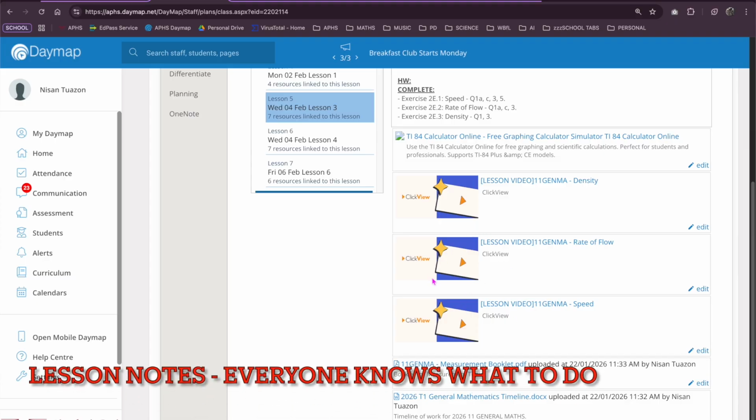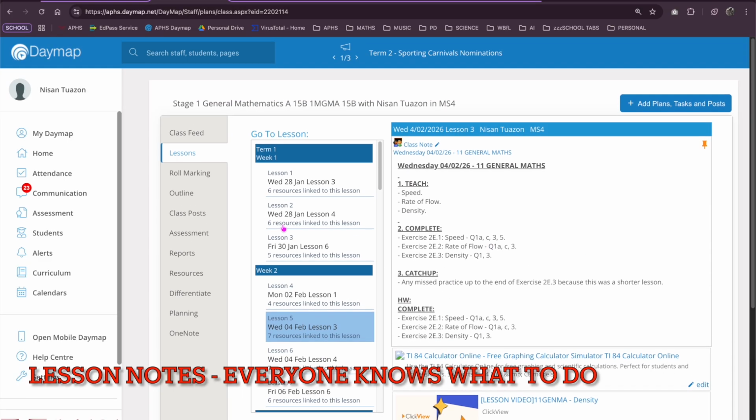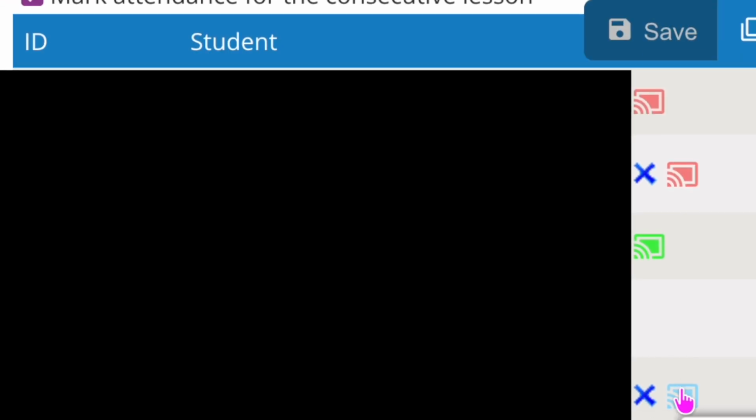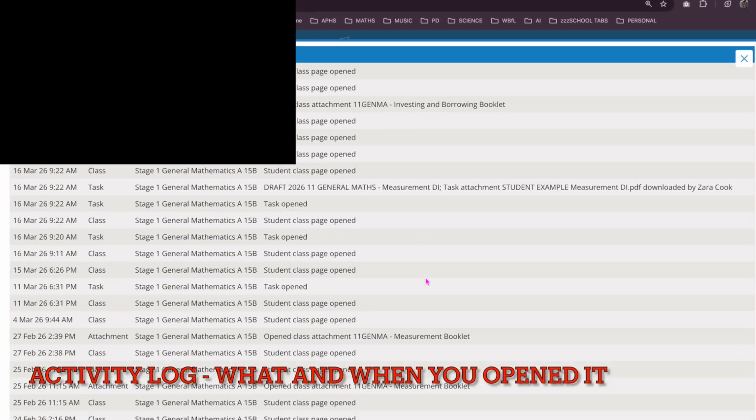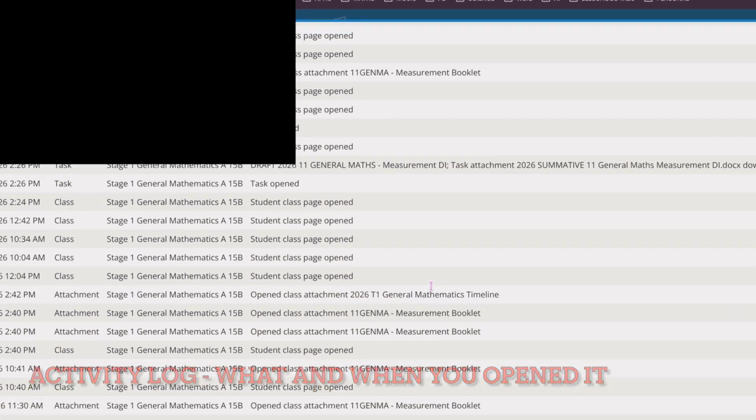This level of my teaching is there to make sure me, students, parents, higher-ups at school, or anyone else that can access DayMap knows exactly what I'm doing and what I expect to be done. This level of teaching makes sure you cannot use the excuse of, I didn't know what I was supposed to do. It is also useful to me because I can see what you open and access on DayMap at any time. I can see that in the role, and I can open the activity log and see exactly what you have accessed.